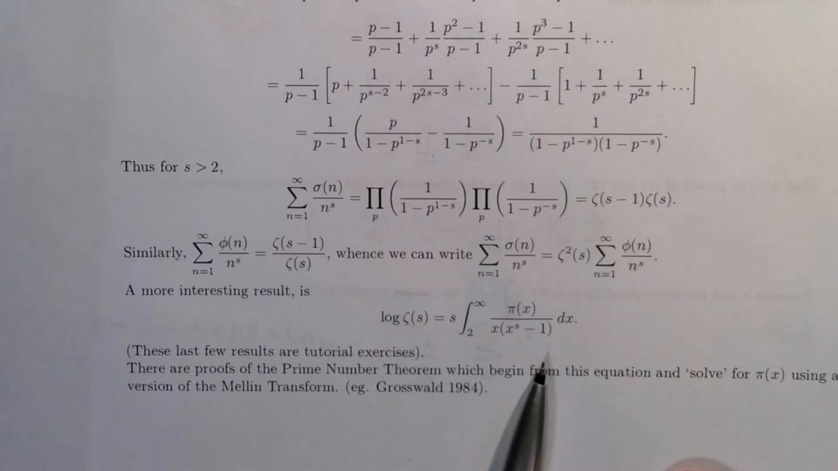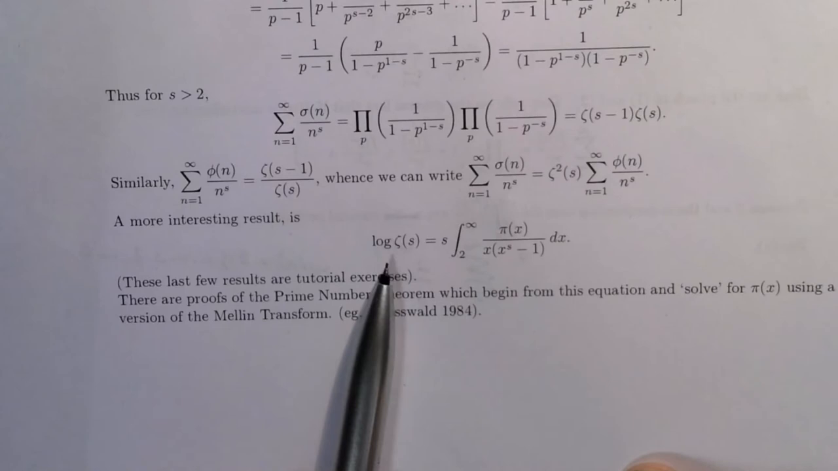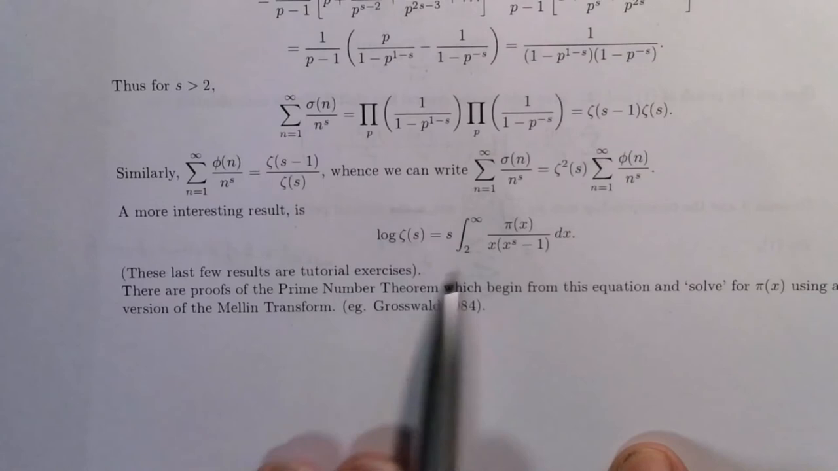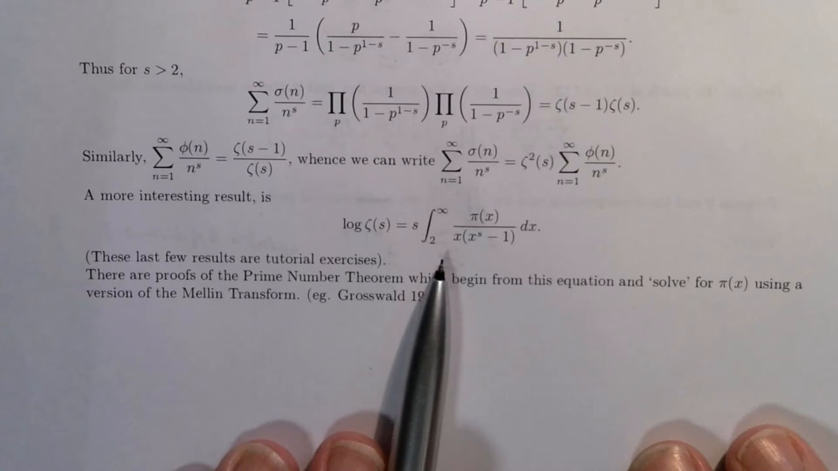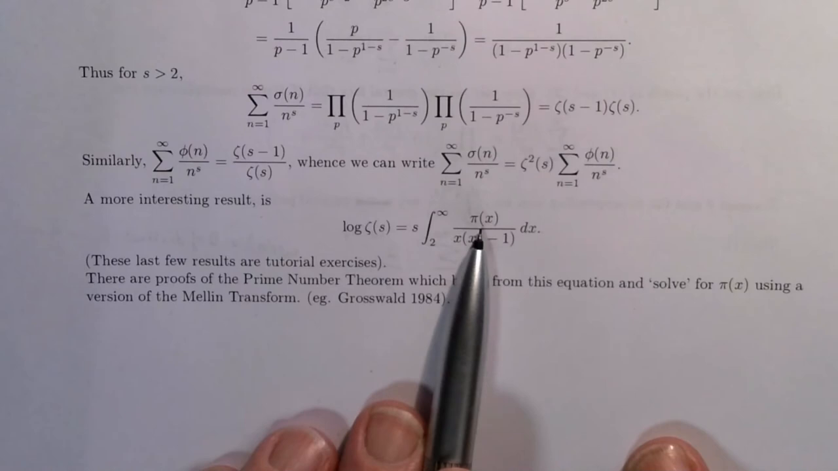So another interesting result is this one, the logarithm of zeta, which is equal to s times the integral. We can write the log of zeta as an integral, and we get a lovely connection back with pi of x. Pi of x is the number of primes less or equal to x. Now this one I leave as a tutorial exercise, but you might have to look it up in some books to get a little proof of this. It's not that difficult actually to prove. But it's a very, very interesting result, and a very important one, because it connects the zeta function again back with pi of x, the number of primes less or equal to x.